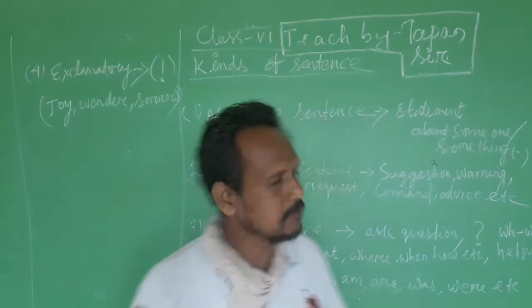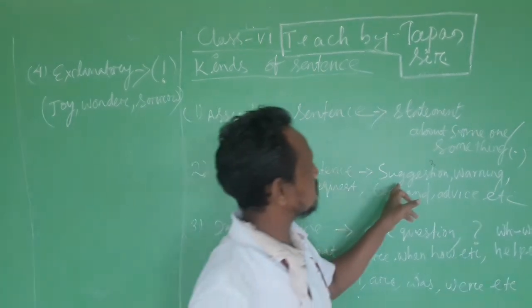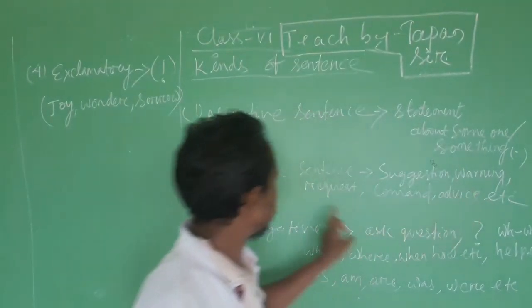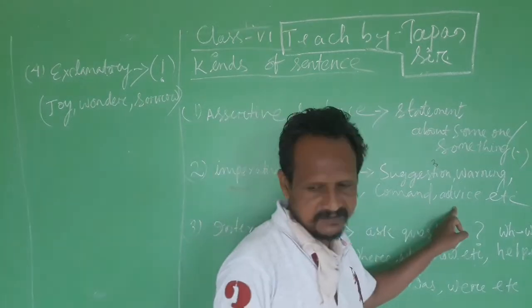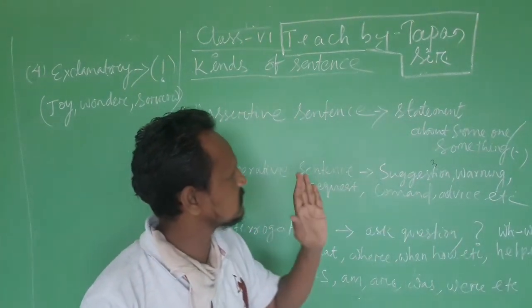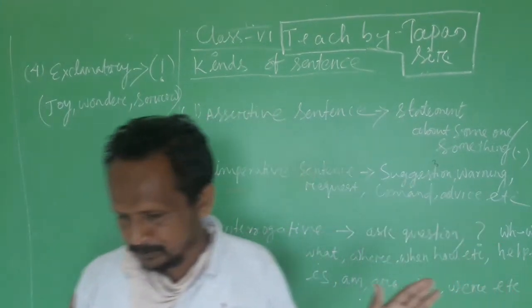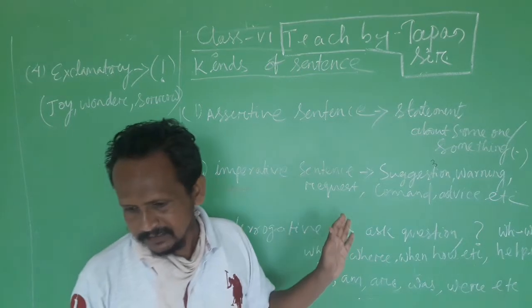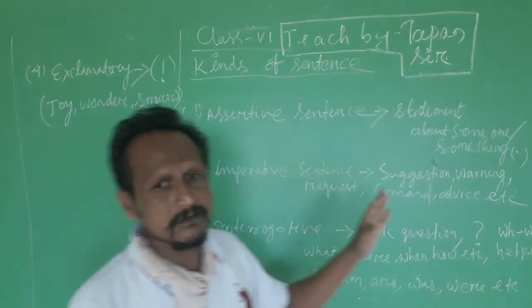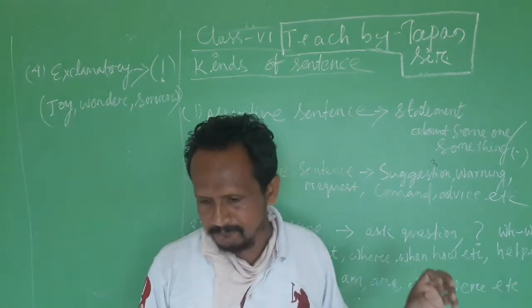Clear? Now move to imperative sentence. Imperative sentence is based on suggestion, warning, request, command, advice, etc. Okay? Imperative sentence means suggestion, warning, request, command, advice, etc. And it also ends with a full stop. Okay? Now look at the example.